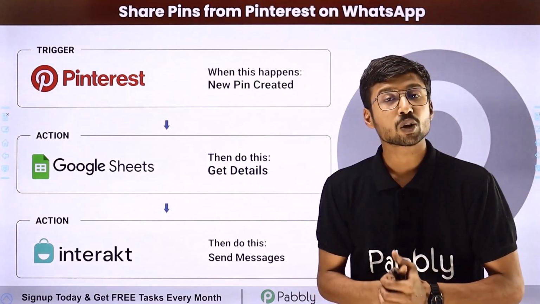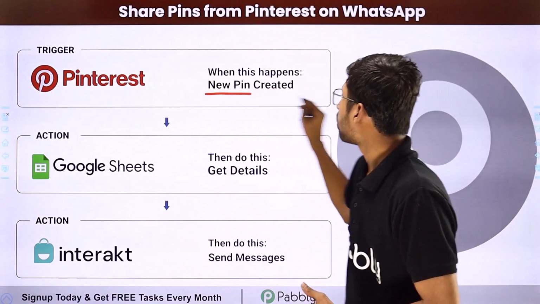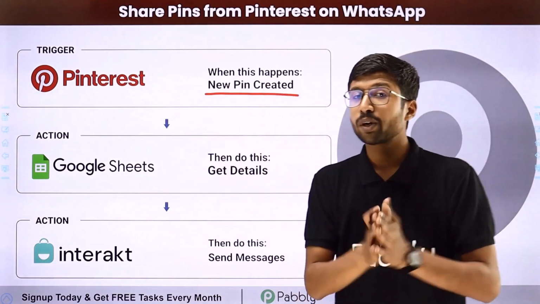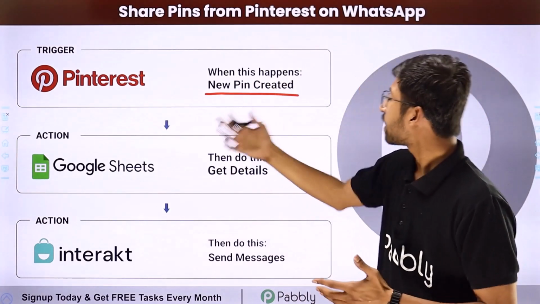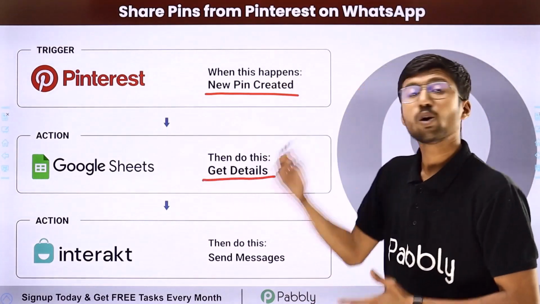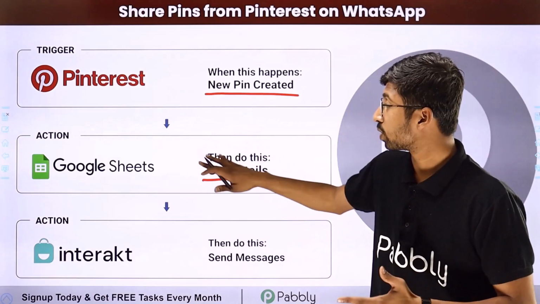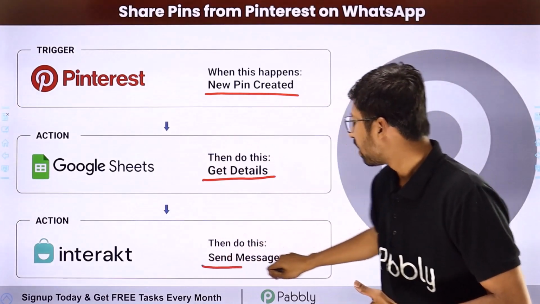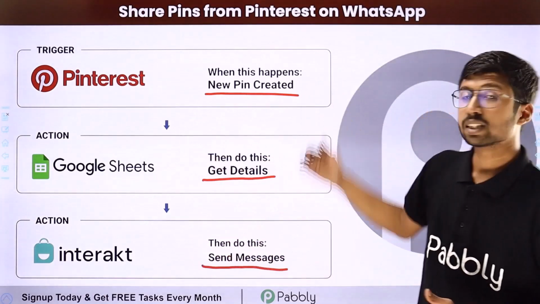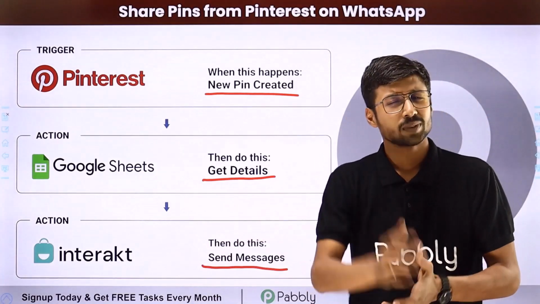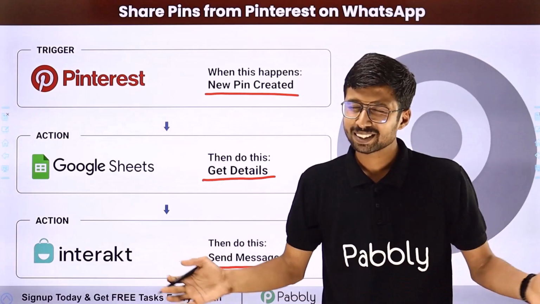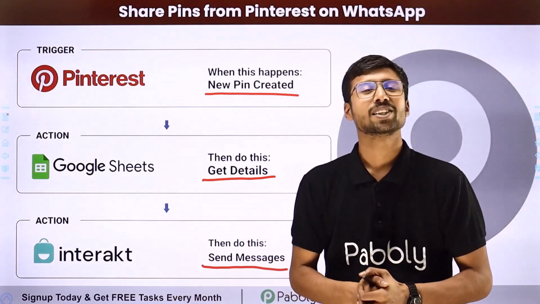So the trigger of this automation will be sharing a new pin on our Pinterest profile. So whenever we are going to share a new pin on our Pinterest profile, using this automation, automatically we are going to get the details of all the users, clients or customers from Google Sheet, and then using Interact, we are going to send a WhatsApp message with the same pin and a link of our Pinterest board as well as a WhatsApp message. Now guys, how you can set up this automation? To know this, you have to come with me to my screen.